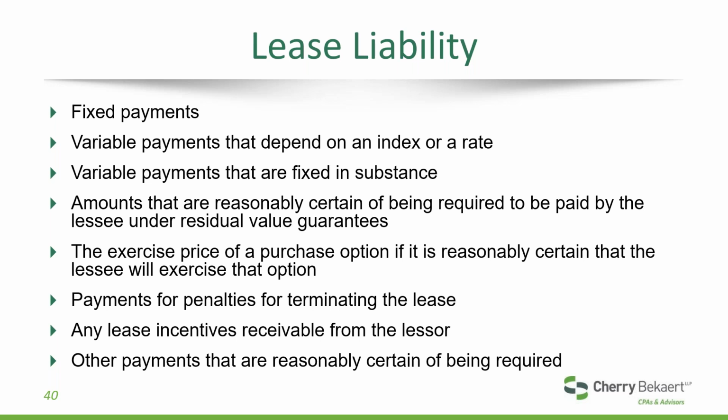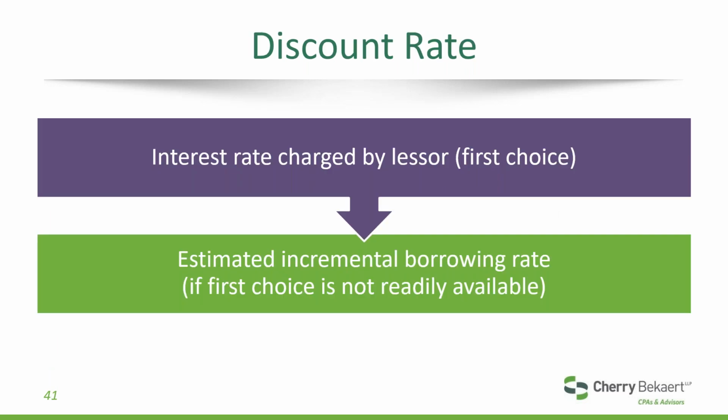And since the measurement of this liability should be at the present value of these payments, we also need to determine a discount rate and the lease term. The discount rate should be the interest rate charged by the lessor, which may or may not be implicit in the lease. And lessees are not required to apply the guidance for imputation of interest in Statement 62, but may do so as a means of determining the interest rate implicit in the lease. We may use the estimated incremental borrowing rate only if the interest rate cannot be determined.